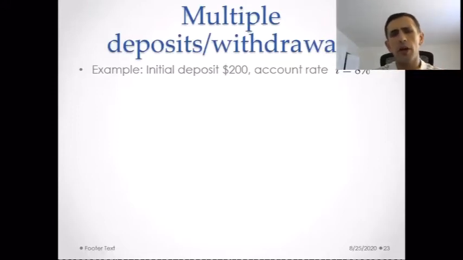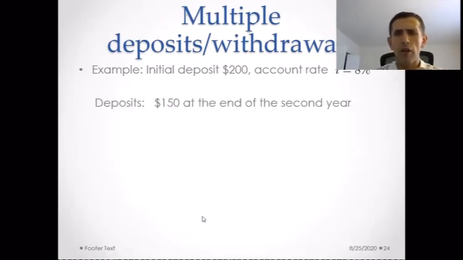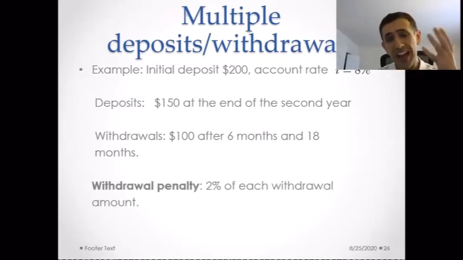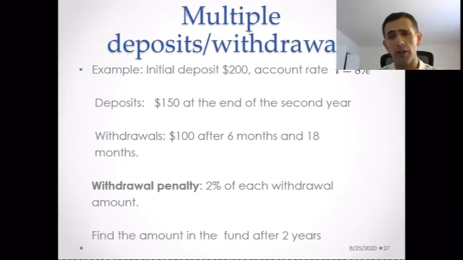Okay, so let me do another example, and we'll do examples like this throughout the course. We have an initial deposit of 200, an account interest rate of 8% effective annual interest. You have only one deposit, at the end of the second year. You make withdrawals of $100 after 6 months and 18 months, and there's a withdrawal penalty of 2% of each withdrawal amount. Find the amount in the fund after 2 years.